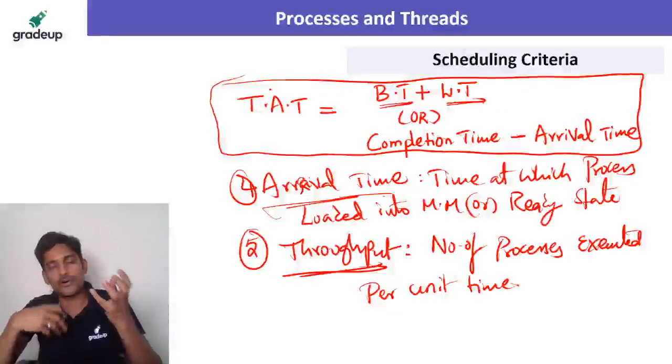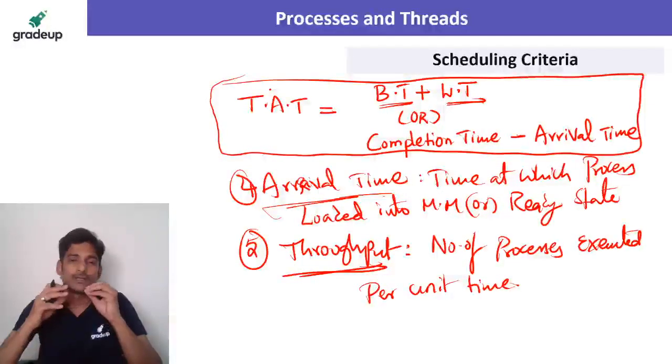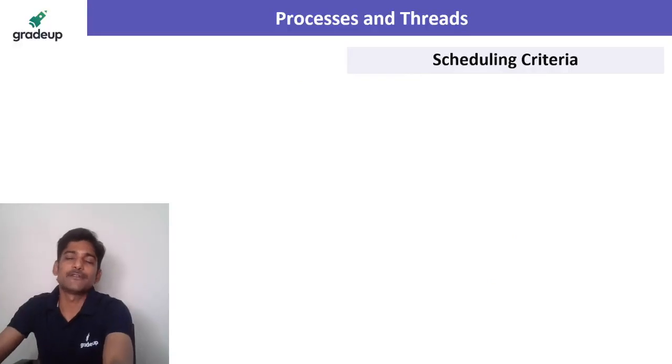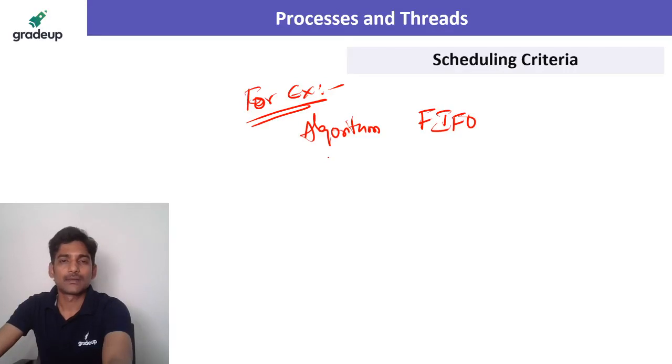So following all the criteria definitely may not be possible, guys. That's why we have different algorithms. For example, we have one algorithm: First in, first out. So what is the design criteria? What is the base for this algorithm? Arrival time is the base.